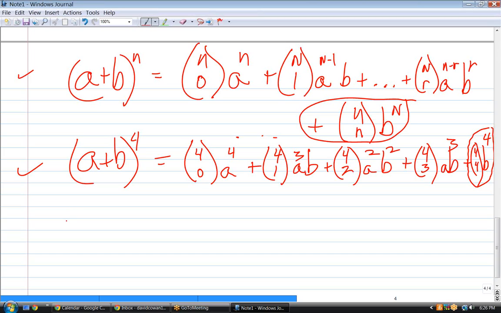So let's take an example where I wanted to do a times b to the 16th. What's this first coefficient going to be?